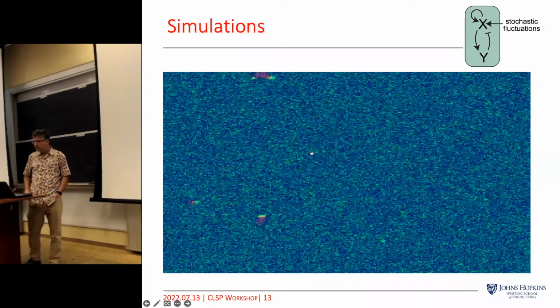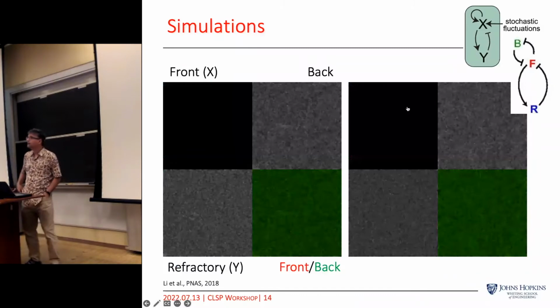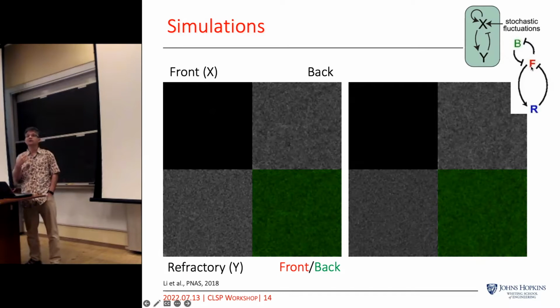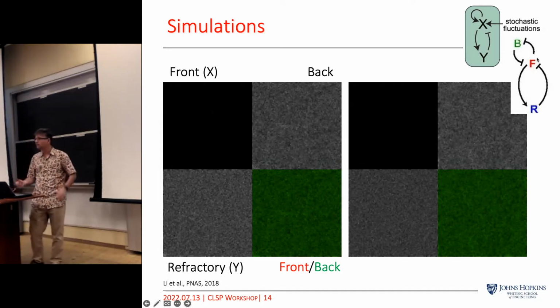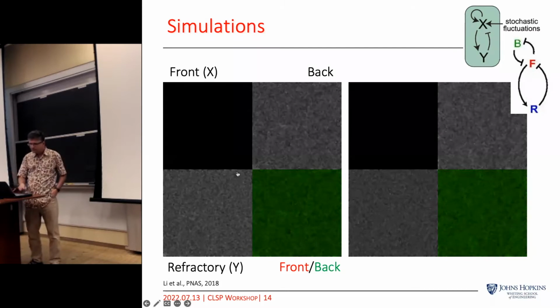It turns out that you can build that positive feedback using a double negative feedback. In this case, I changed my notation a little bit: X, I've called it an F. F here stands for front, because in cells we think of this system as related to the front. It inhibits a back state, and the back state inhibits F. So that little feedback there creates that positive feedback.